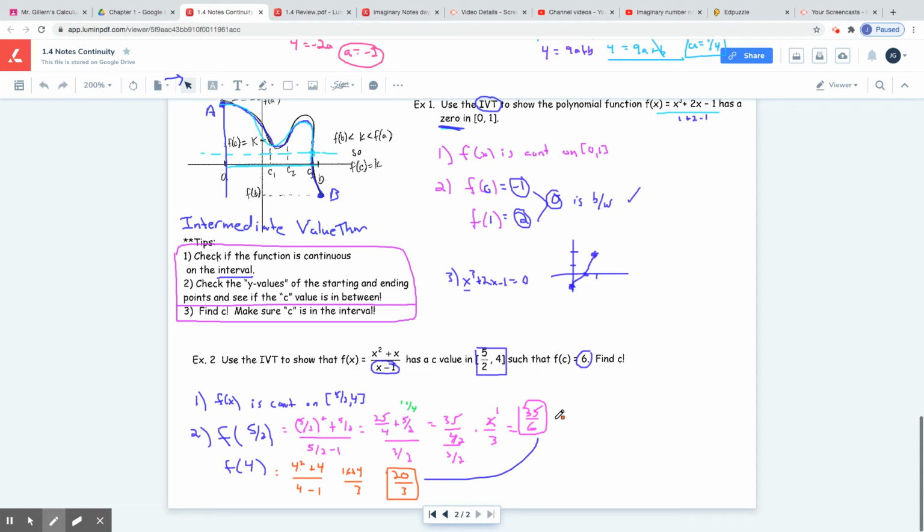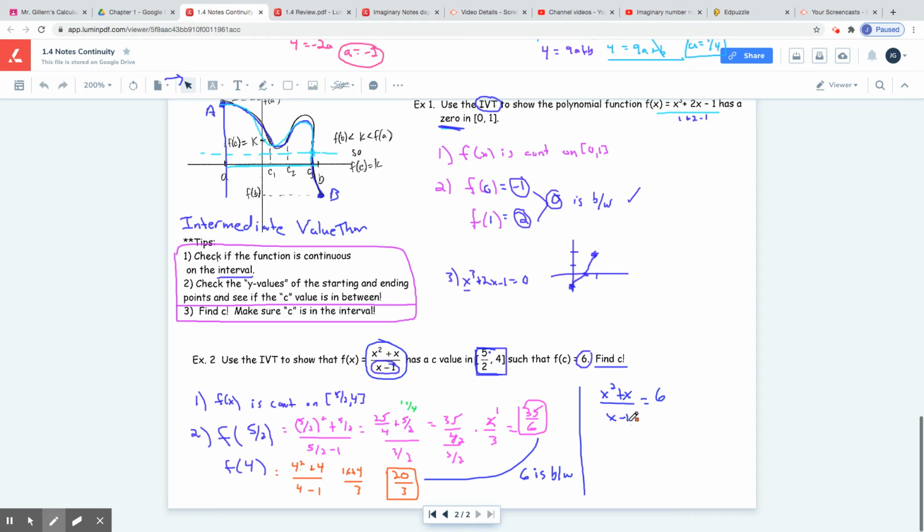Why does that matter? Because I'm checking to see if 6 is in between them, and it is. 6 is definitely in between them. So what that is saying is there is some x value on this interval such that this function is equal to 6. Now, the difference with this problem is it says find that. So we are going to set our function x squared plus x over x minus 1 equal to 6. Now, I better get an answer that's between 2.5 and 4. There has to be. If you don't get one, that means you did something wrong because we showed that there has to be one.